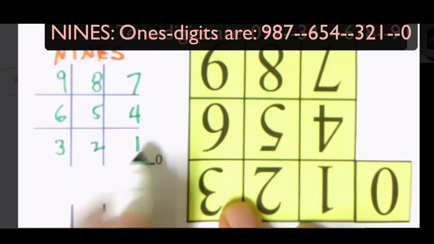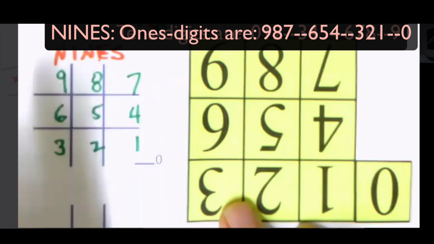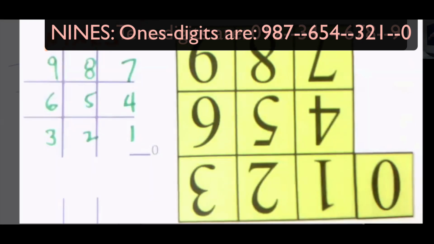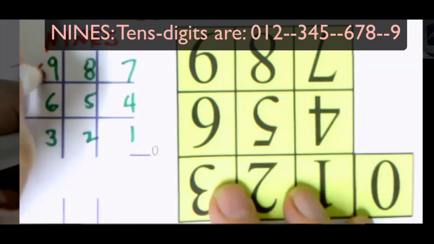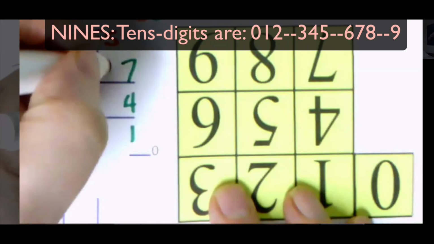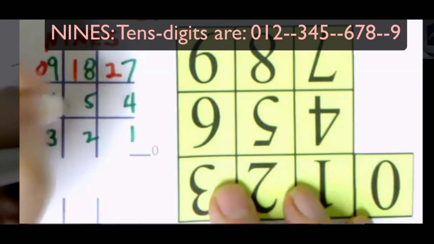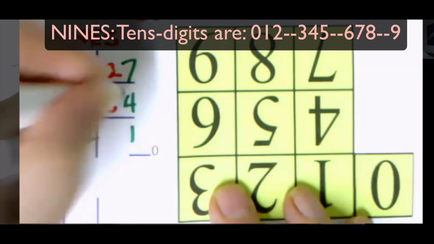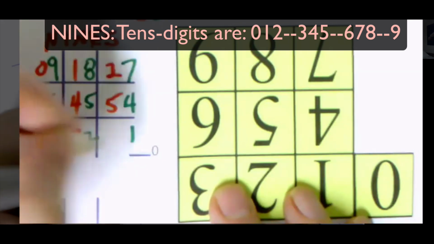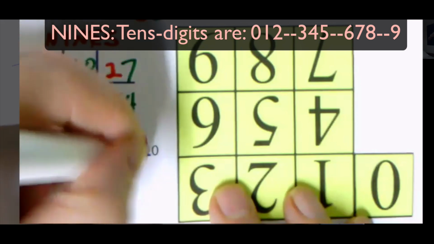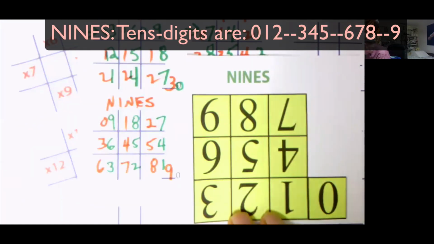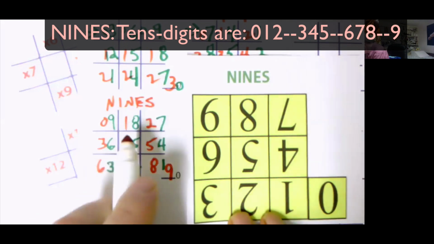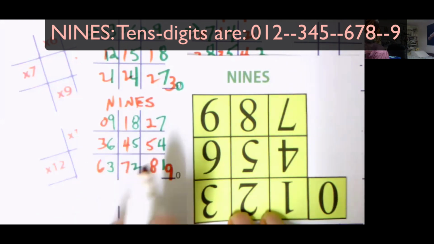And of course, it's 1, 2, 3, 4, 5, 6, 7, 8, 9. So you can do it that way too. Then the tens digits is really easy. You start here with 0, and you go 1, 2, 3, 4, 5, 6, 7, 8, and 9. And you've just done the tens digits of the nines. You've created 9, 18, 27, 36, 45, 54, 63, 72, 81, 90.